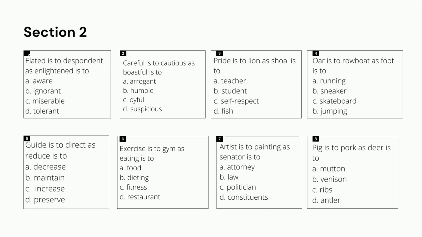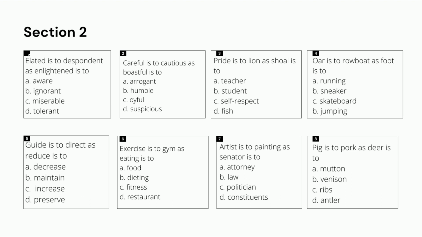Awesome. Now take a second and read that next one. Let's go. Do some reading. Careful is to cautious as boastful is to... I'm going to give you a head start. Careful and cautious are synonyms. That is, they mean the same thing. So now you have to find a word that means the same as boastful. And what would that word be?